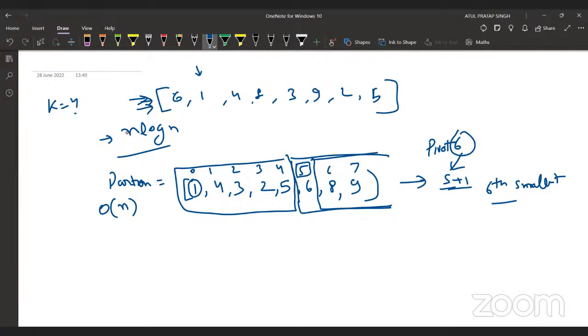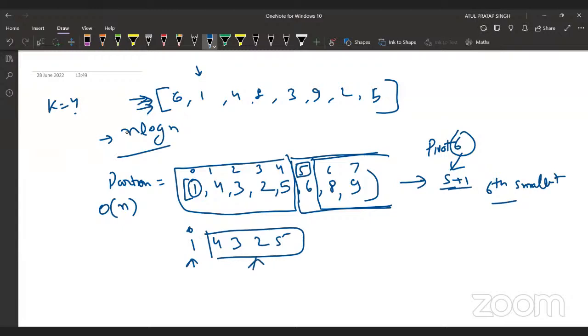After performing the partition function, it will come the same like this: 4 3 2 5. Now this is the zero index. So this partition function will return the zero index of the pivot position 1, and we can say that this is the first smallest element. But still we are asking for the fourth smallest element. So definitely the fourth smallest element will come after this first smallest element. So we will apply our partition process on this part.